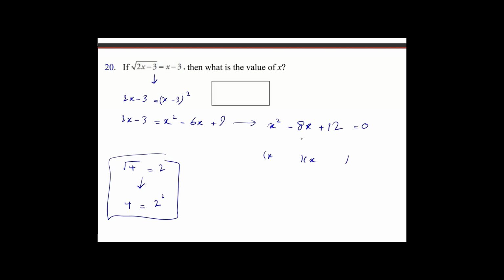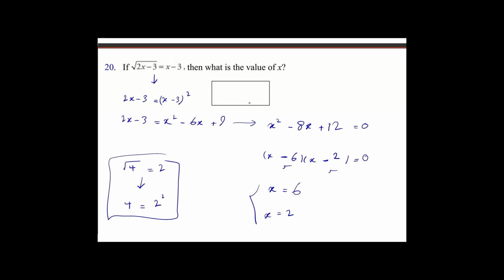Write x, x, and we want to find two numbers. The multiplication is 12, the summation is minus 8. What are two numbers which multiplied together is 12? It's 2 and 6. 2 plus 6 is 8, not minus 8. So let's put minus 6 multiplied by minus 2 is 12, and if we sum them up it's minus 8, equal to 0. So their roots: multiplication of two numbers is 0, so one of them is 0. x minus 6 is 0, or x minus 2 is 0. We found two numbers.